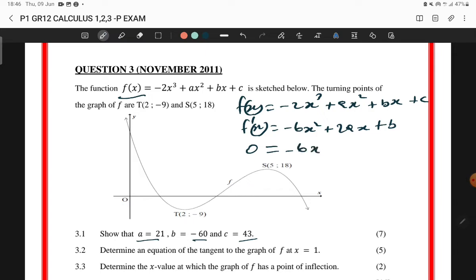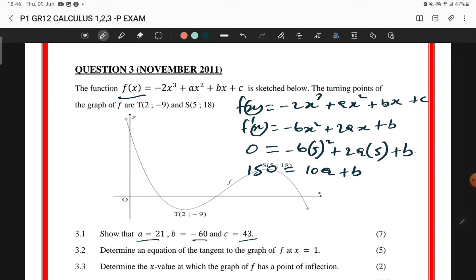Then we have negative 6x squared, and in the place of x, we can just put 5, so 6 times 5 squared, then plus 2 times a times 5, then plus b. So we are having this one first. Then we can simplify this one to have 25 times 6, which is going to be 150, which is equal to 10a plus b. So this is what we have.